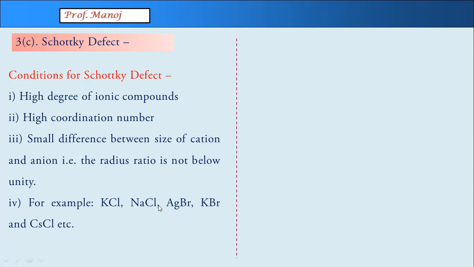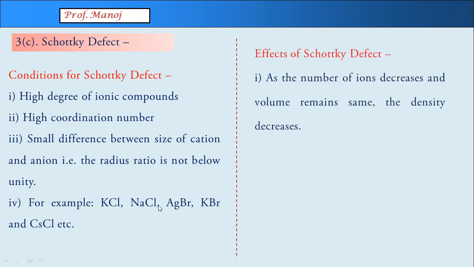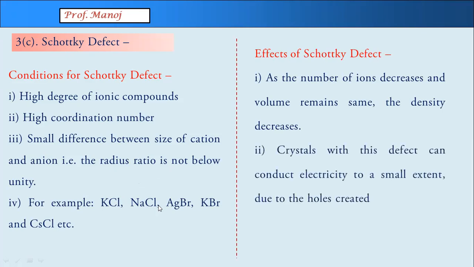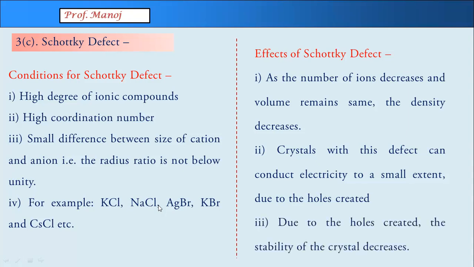What are the effects of Schottky defect? Due to this, the number of ions will decrease, volume remains the same, so density will decrease. Vacancies created are known in electronic science as holes. In electricity, they are called holes. So due to these holes, electricity conduction becomes possible. But on the other hand, due to the vacancies created, the stability of the crystal comes down.